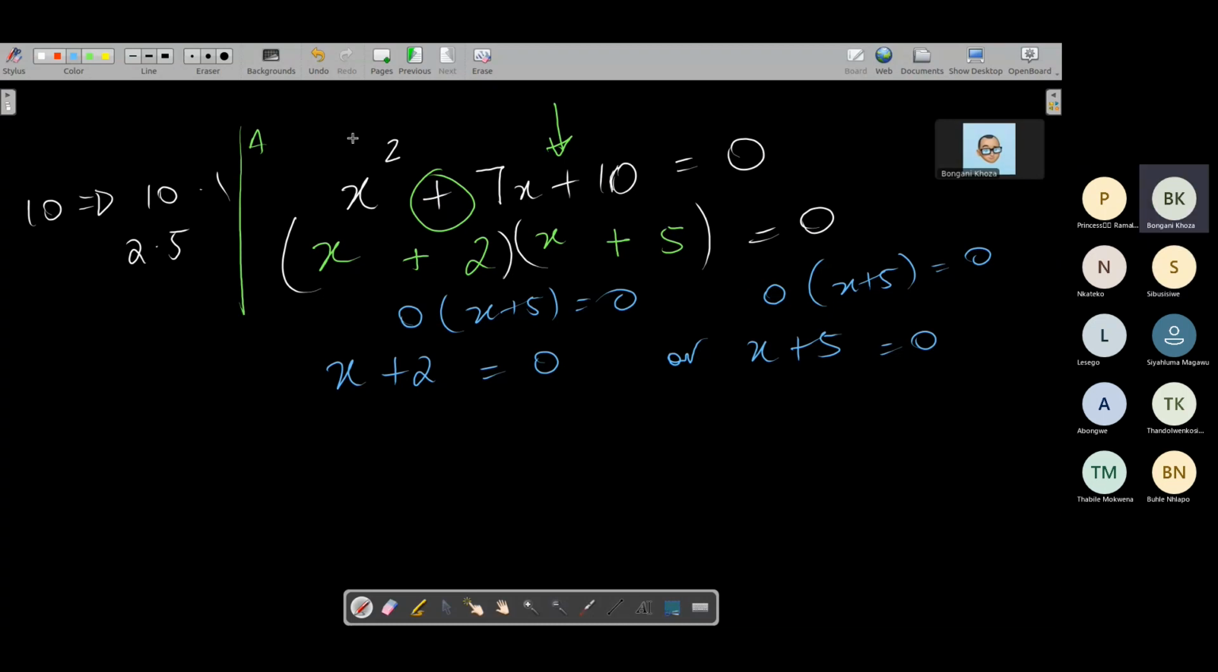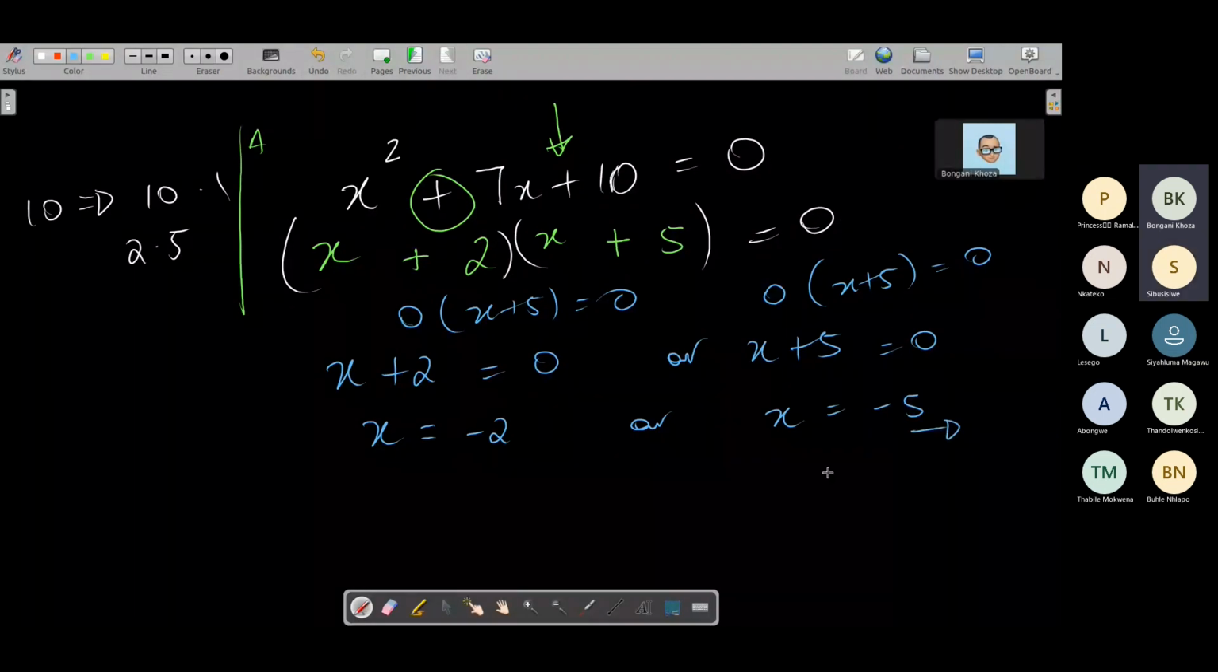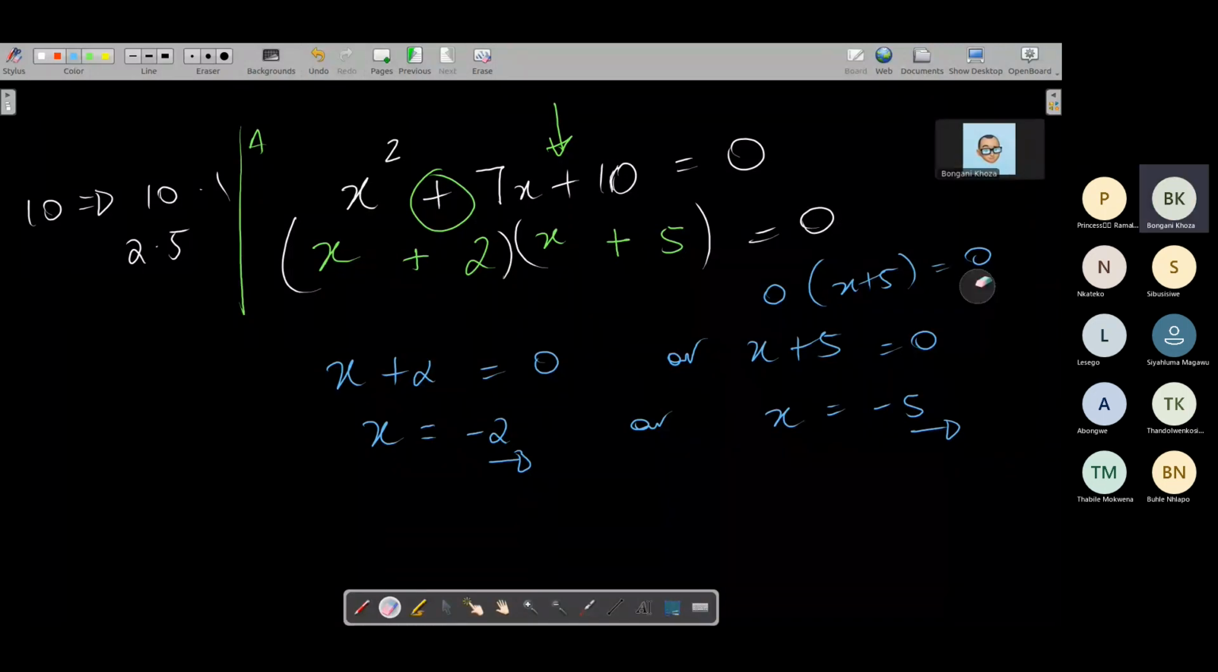We had this as a quadratic. Now we are dealing with a linear equation. Let's focus on our linear. So we'll take this being equal to -2, or our x being equal to -5. So those are our two answers. We write it like that: x equals -2, or x equals -5. So let's check if that's correct.